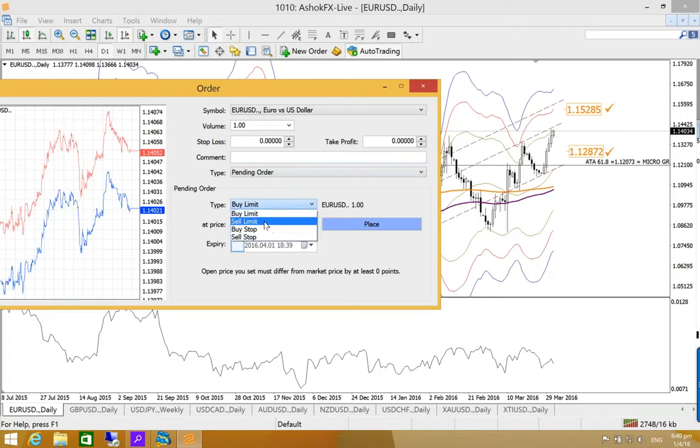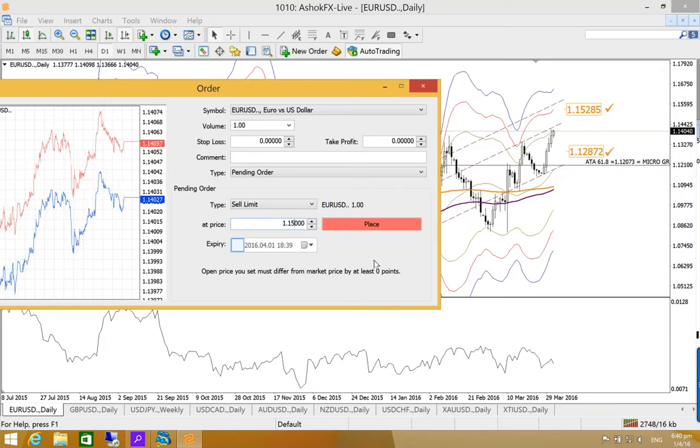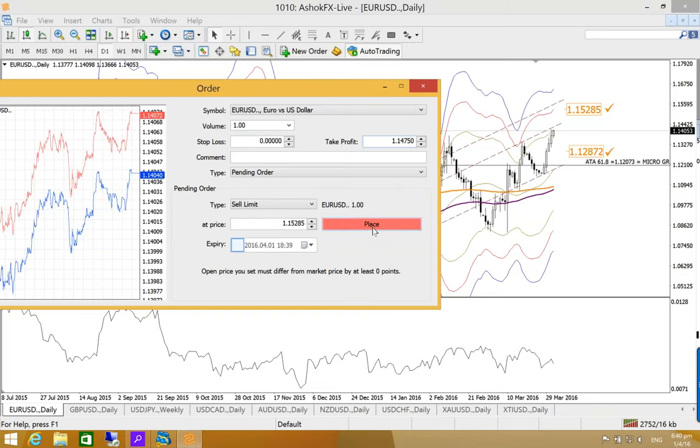I'm going to put a sell limit order, as I think the euro is going to rally today. If this goes up, it's going to rally. 1.15285 is my sell limit order. My TP is going to be 44 pips, so my TP is going to be 1.14. So it's going to be 75 is going to be my TP.